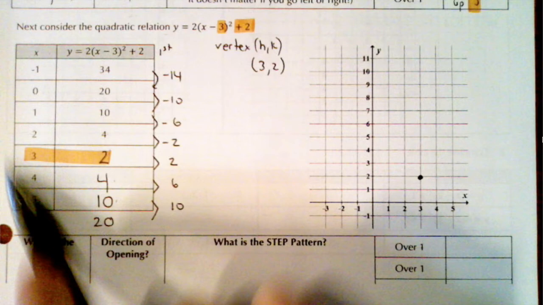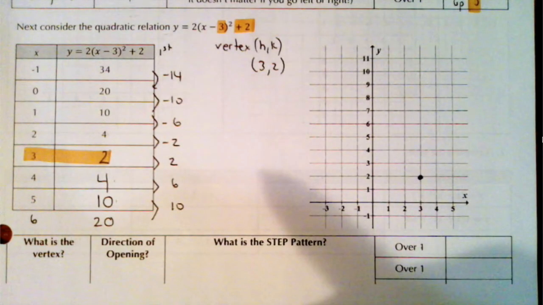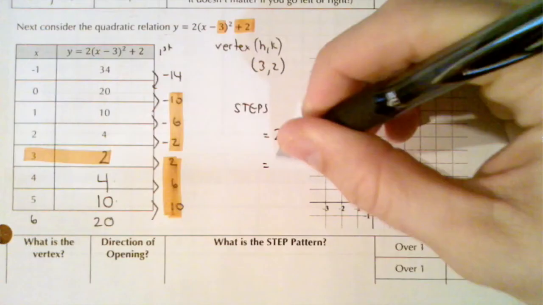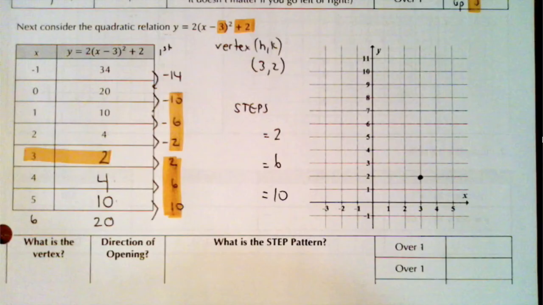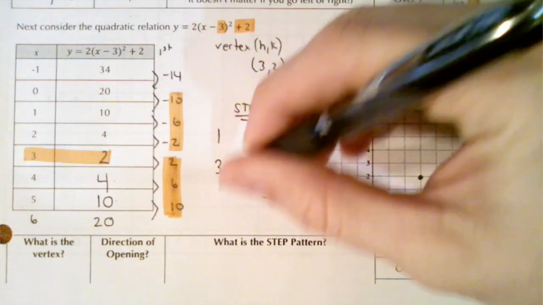But these steps don't look like 1, 3, 5. From the vertex, if we go down, they're 2, 6, 10. And if we go up, it's 2, 6, 10. Our steps are 2, 6, 10. What's weird is the steps of the original parabola were 1, 3, 5. So what's going on here? Something's happened to our steps 1, 3, 5, and it's turned them into 2, 6, 10.